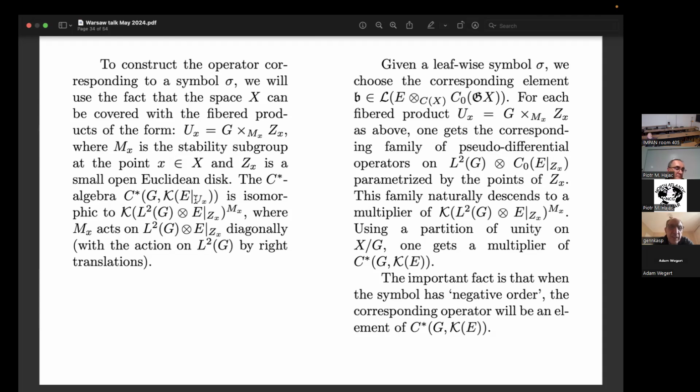Yeah, well, it's about the same as the proof that construction of a pseudo-differential operator doesn't depend on the covering of the manifold by open sets which are small enough. So it's of the same kind of statement. I want to be sure. Thank you.